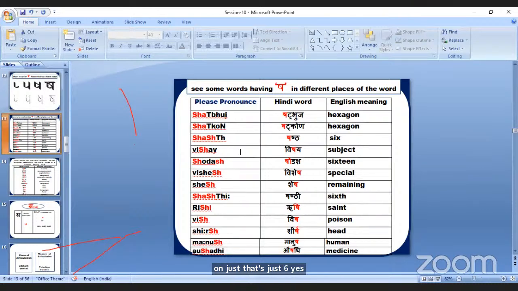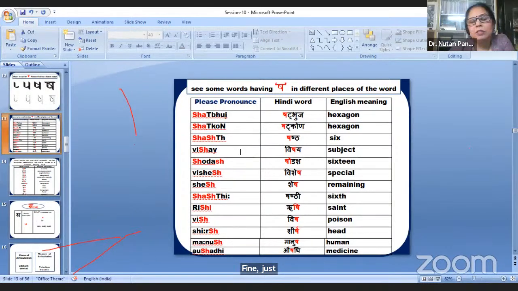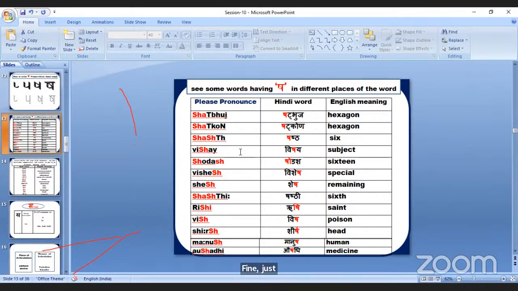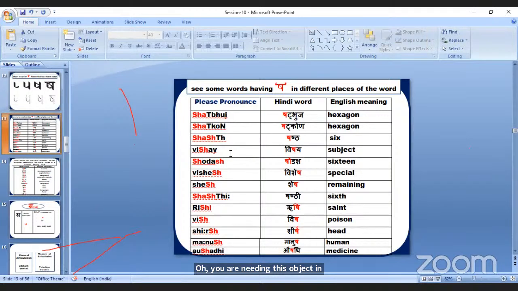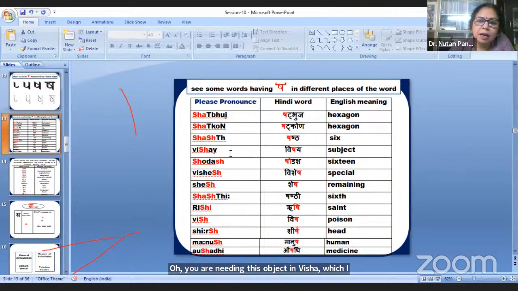Shast. Vishay. Vishay. The word vishay is very useful for you. It means subject. Vishay. आप हिंदी विषय सीख रहे हैं, to you are learning Hindi subject. विषय, vishay. You can say, मैं हिंदी विषय सीख रहा हूँ, सीख रही हूँ.